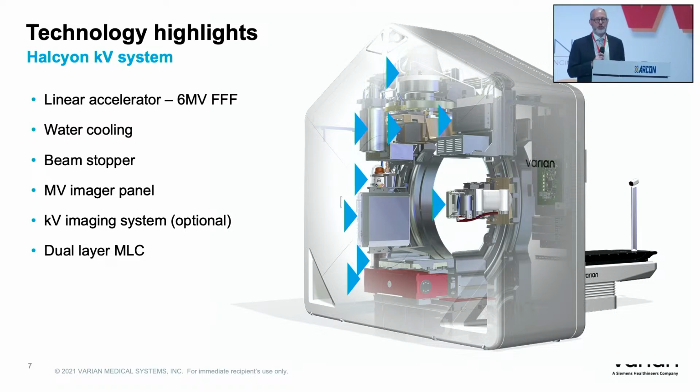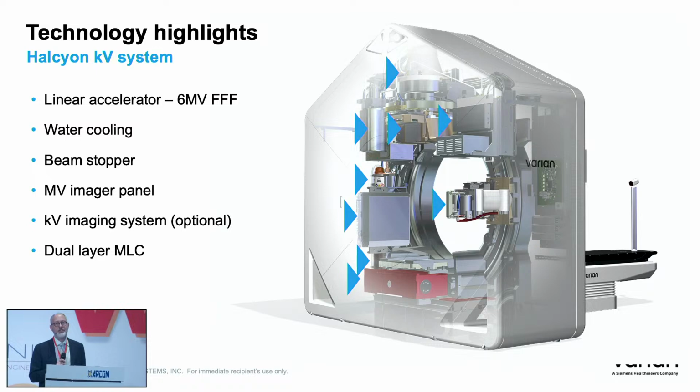The system is water cooled. It can be cooled from city water, so there's not necessarily the need for a chiller, which adds efficiencies, which I'll talk about later. There's an integrated beam stopper, which gives advantages around room shielding. And again, I'll talk about what that brings in practical terms. And then the system uses a dual layer MLC. This is a unique design, a new feature of the Halcyon, which we introduced.